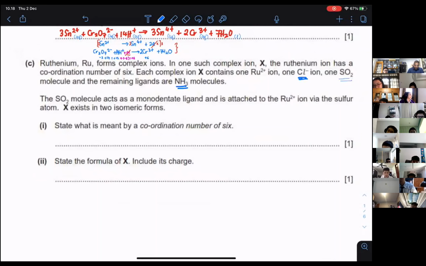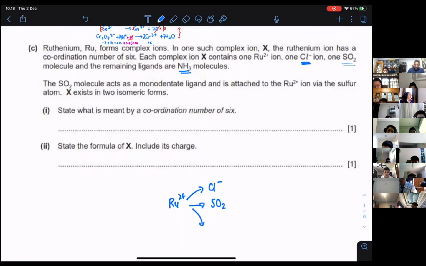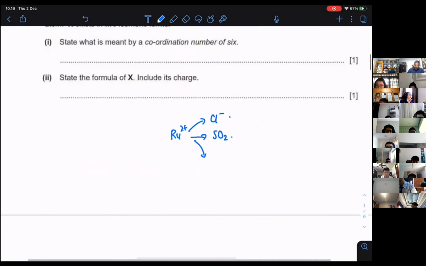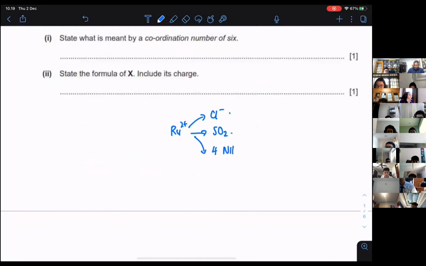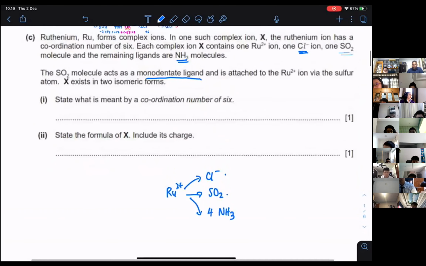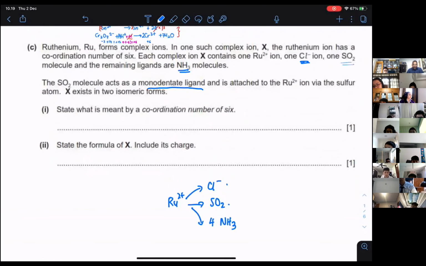So it means that I have ruthenium 2 plus, bonded to 1 Cl minus, 1 SO2, and the remaining, since they mentioned coordination number of 6 and all of them are monodentate ligands. So if it is coordination number of 6, it means 1, 2, so the remaining should be ammonia, so 4 molecules of ammonia. So that is going to be the components of this complex. They say that it is attached via sulfur atom, later maybe we'll draw accordingly.